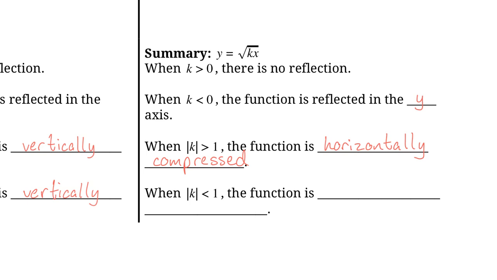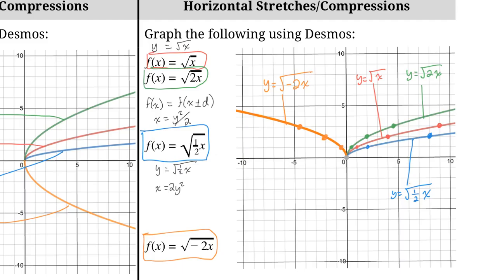And when the absolute value is less than 1, there is a horizontal stretch. And we're going to see that in our blue graph, y equals the square root of 1 over 2x. So when we compare our x values and our points, they're all doubled. So this graph has been horizontally stretched.